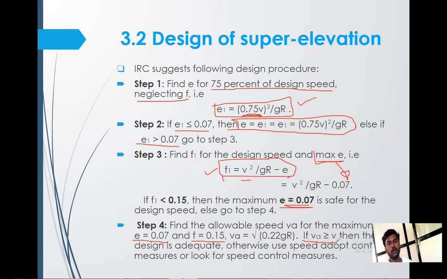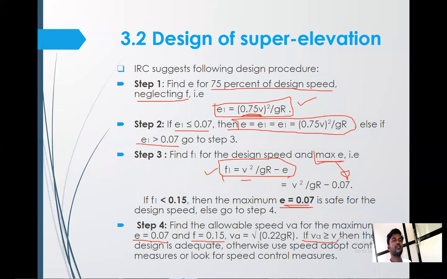Understood? I will repeat also. Pay attention, I will repeat once more. How did the IRC suggest going for the designing procedure for super elevation? IRC suggested that whenever you are designing the super elevation, for the first step, you have to assume that there will not be any lateral friction. That is, F will be equal to 0.